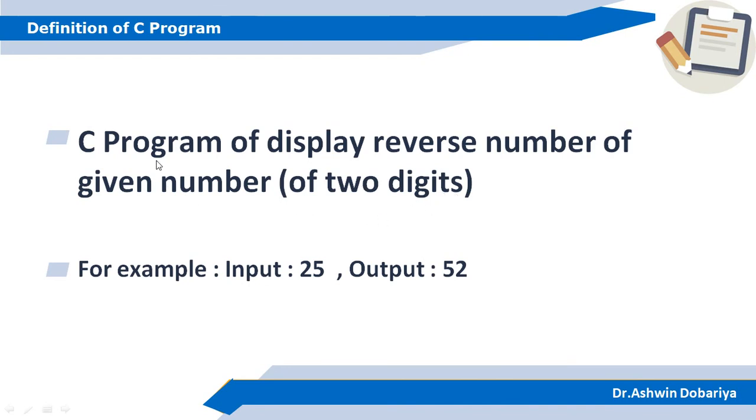having two digits. For example, suppose your input number is 25, then what should be your output? It should be 52. Suppose your input number is 35, then your output should be 53. In that way, how can we convert or display the input two-digit number in reverse order?